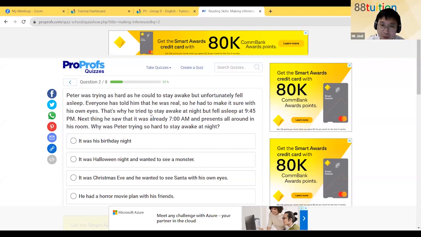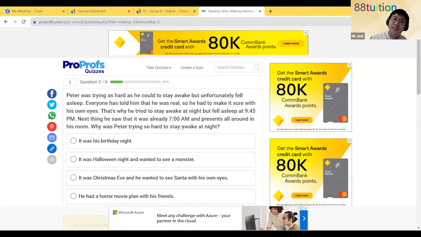Now, does it make sense that people told Peter that he was real? Peter, you're a real boy. You're not a fake boy, okay? It doesn't make sense here, right? Out of nowhere. But everyone told him that he was real. So the he over here must mean someone else, right? Yes, Josiah. So he wanted to make sure with his own eyes, but he tried to stay awake, but he fell asleep at 9:45. The next moment, it was 7 a.m.